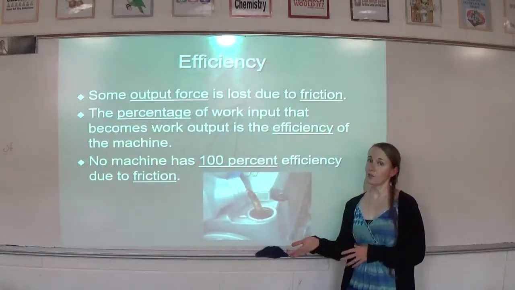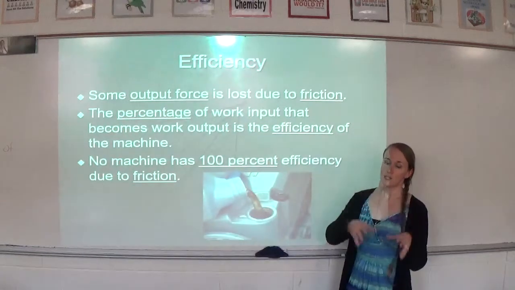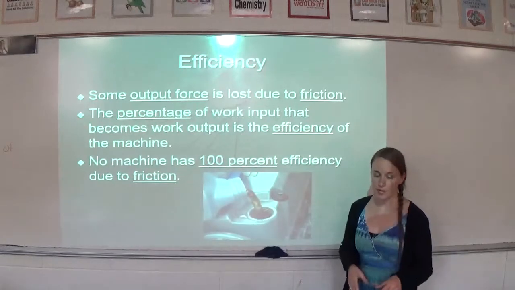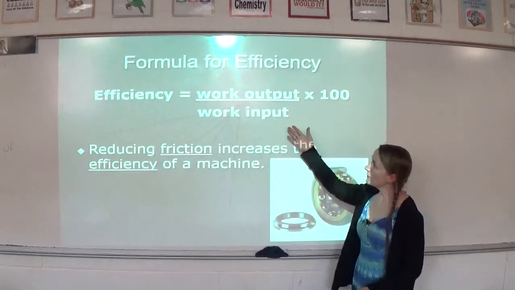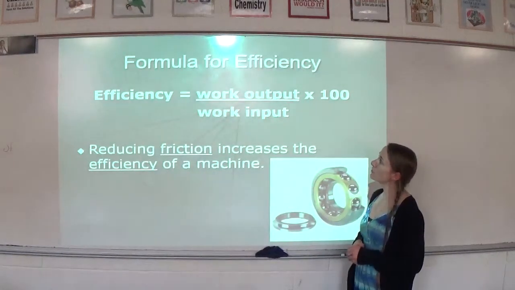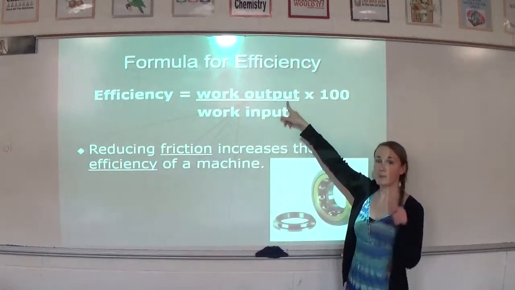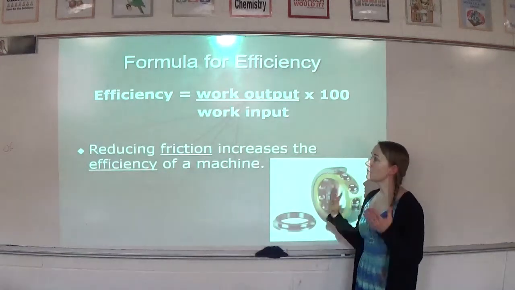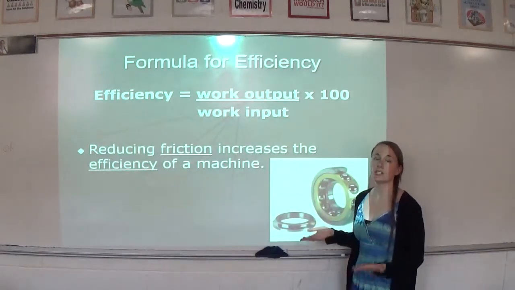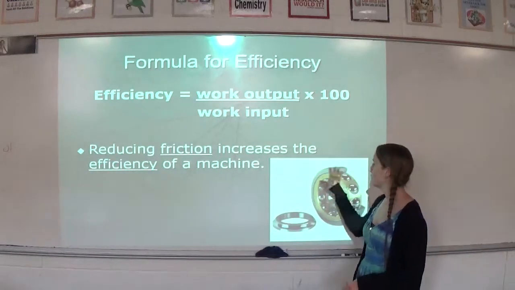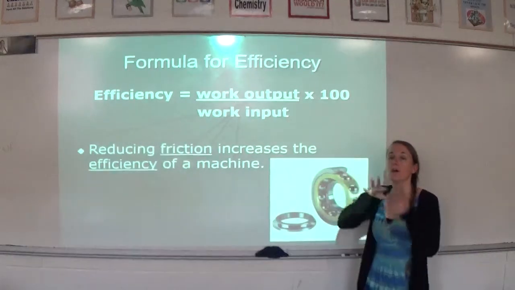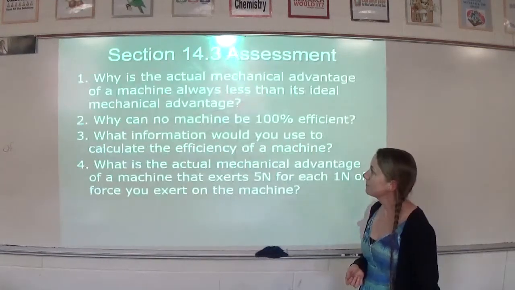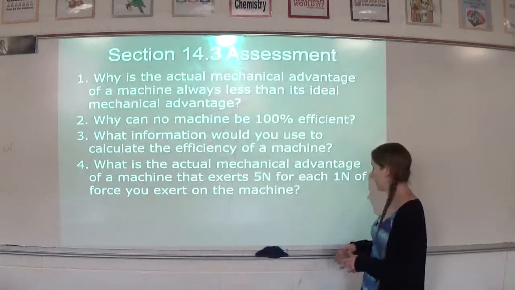So actual mechanical advantage deals with forces, ideal mechanical advantage deals with distances, and efficiency deals with your work input and output. So here's the formula. Efficiency is your work output over your work input times 100. Remember, output is by the machine, input is by us on the machine. If you can reduce friction, that will increase the efficiency of a machine. That's why a lot of times you'll see people use oil on gears to reduce the friction and things like that.